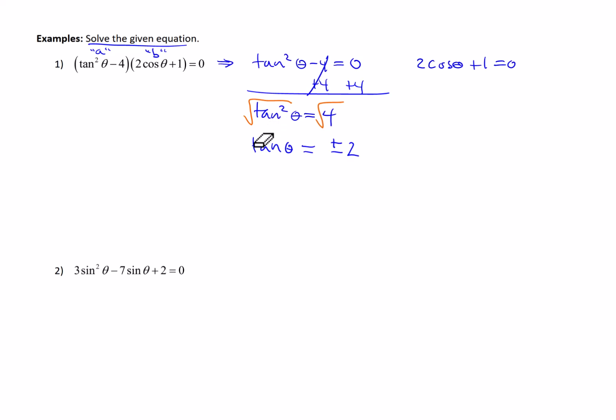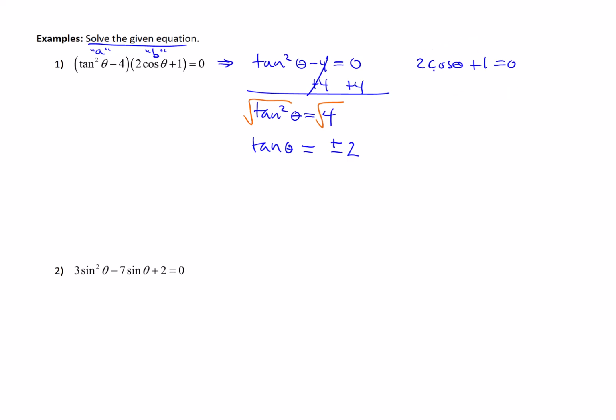So we now have tangent theta equals plus or minus 2. Now, from there, we can try to solve for theta. We'll do that in a second. But before we do, I'm going to go on to the other factor we had set equal to 0 and do a little bit of work on that one as well.